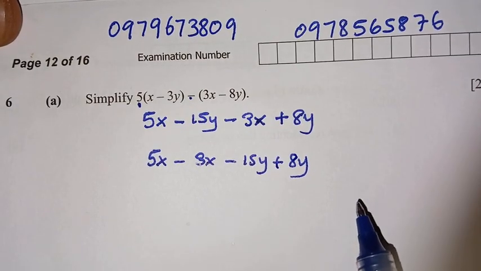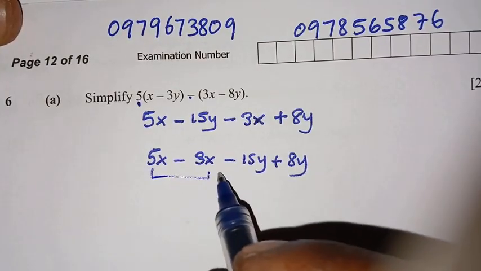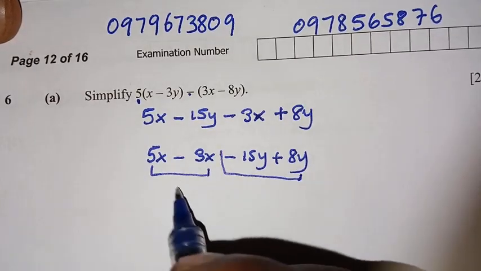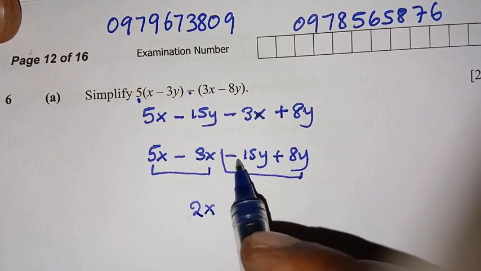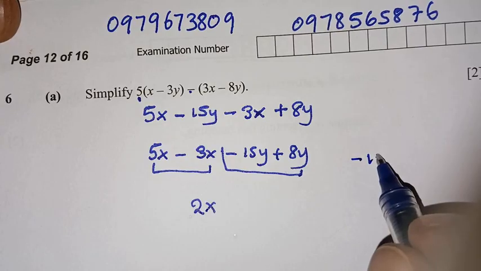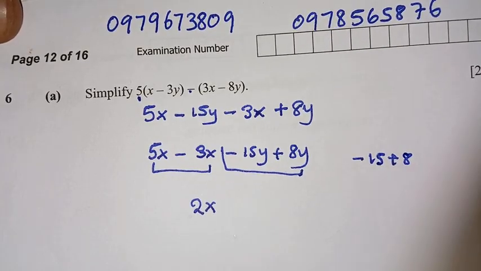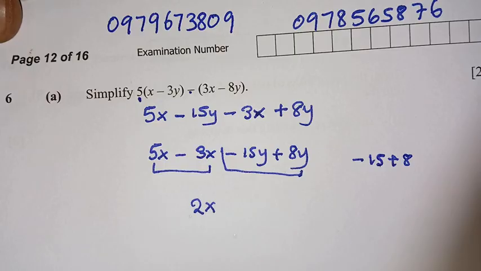Ladies and gentlemen, once we have done this, then we need to simplify these ones. These are like terms and also these are like terms. So what are we going to do? Here we are going to have 2x. Then here we have minus. We have to treat this like minus 15 plus 8. Please, we need to avoid the mistake of just adding this, then you keep the minus here. That would be wrong.